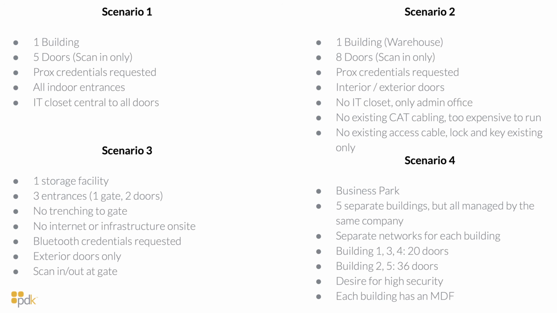No existing CAT cabling, too expensive to run. No existing access cable, lock and key existing only. So pick up my subtle hints here, all right? Everything is too difficult to run Ethernet cable.